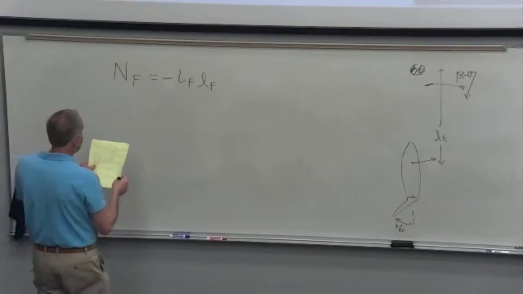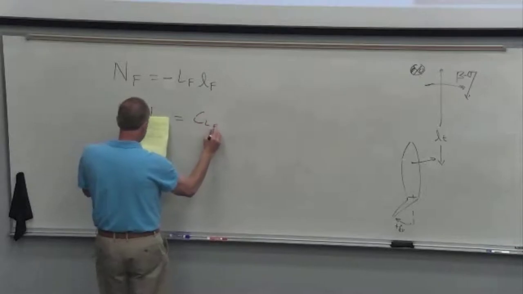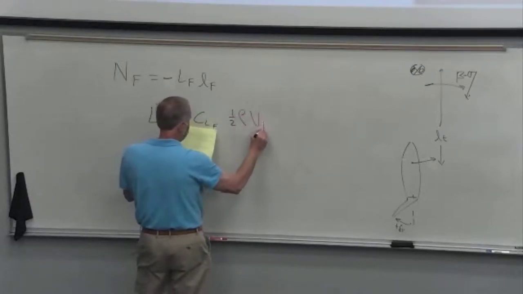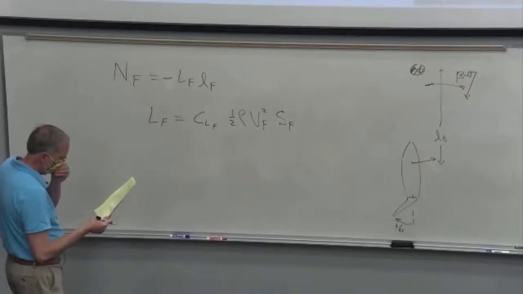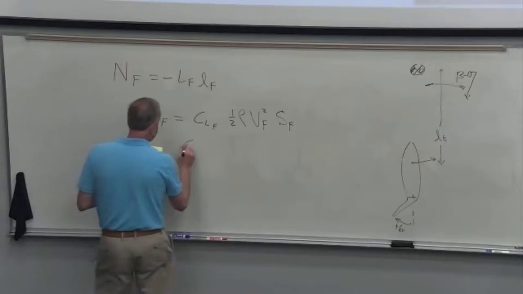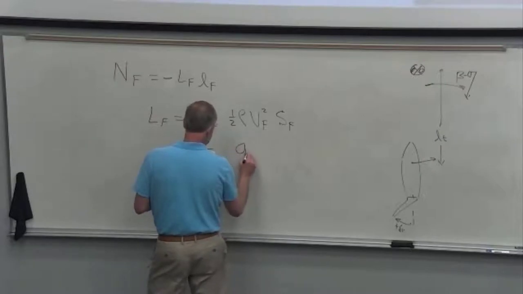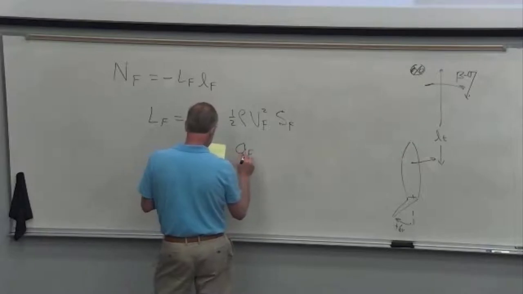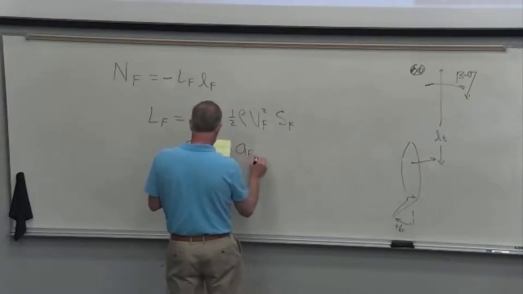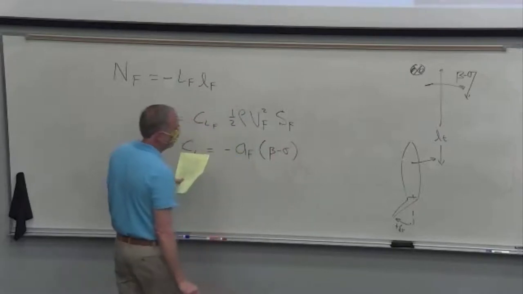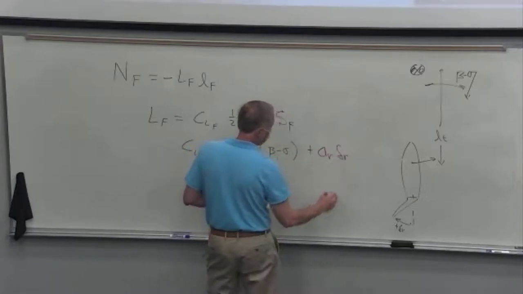And then the lift of the fin, we calculate as lift coefficient times 1/2 rho V of the fin, so the velocity that you see back here, times that. And then we calculate the CL of the fin as the lift curve slope times beta minus sigma plus the lift curve slope of the rudder times the rudder deflection.